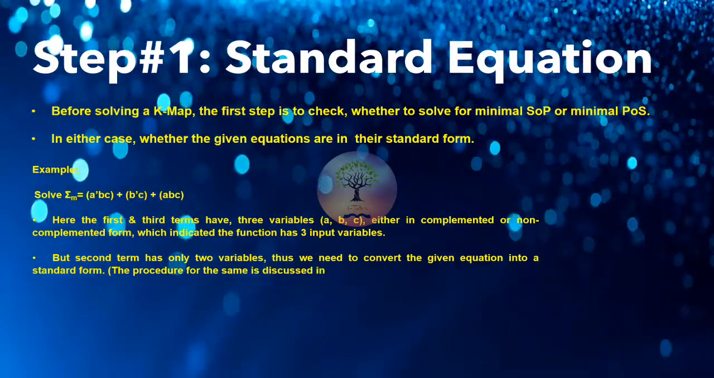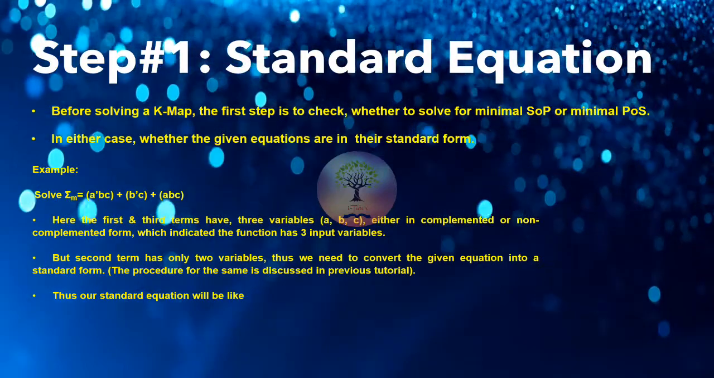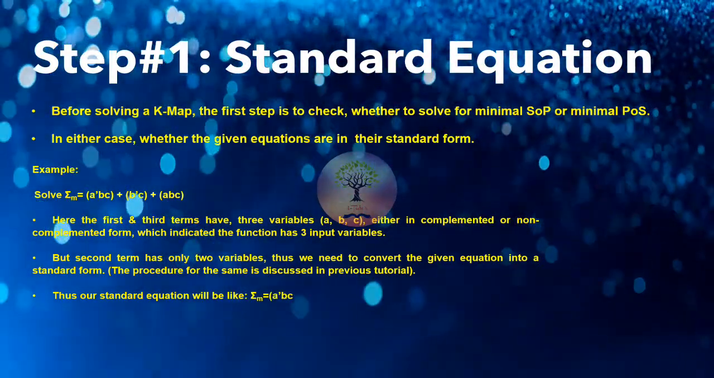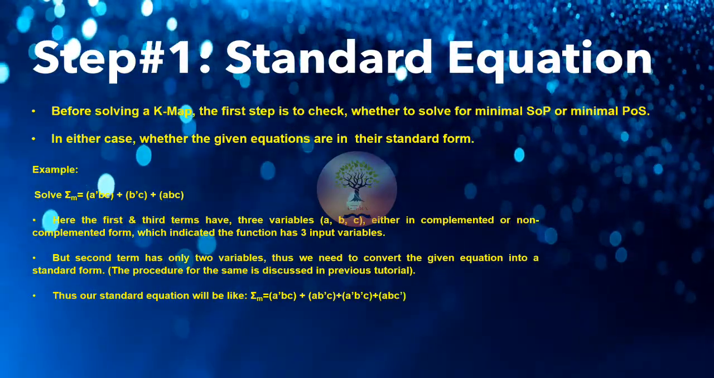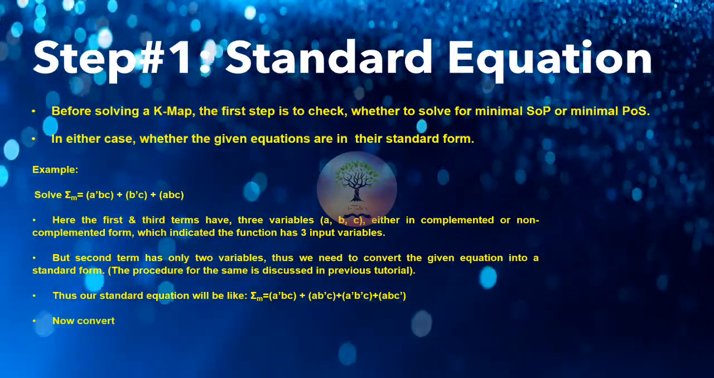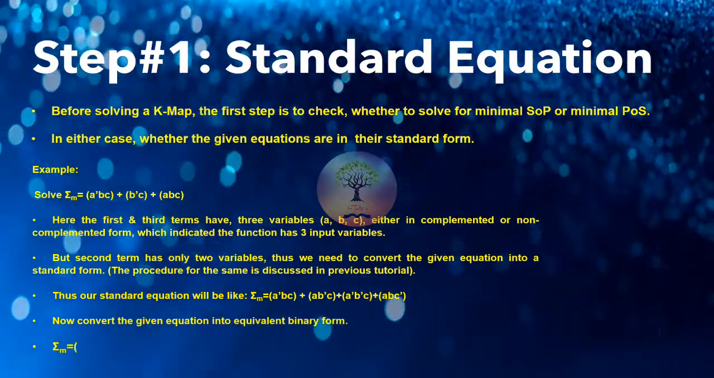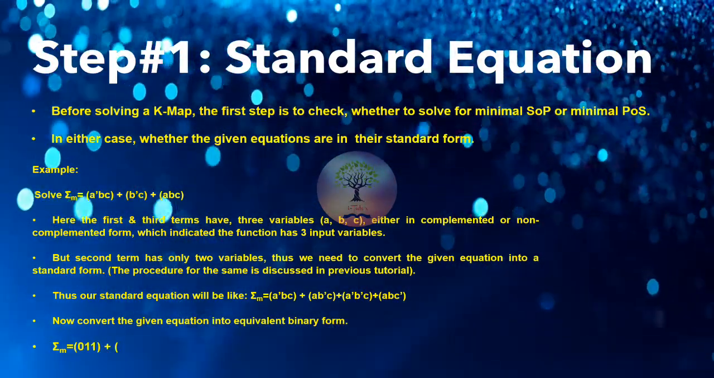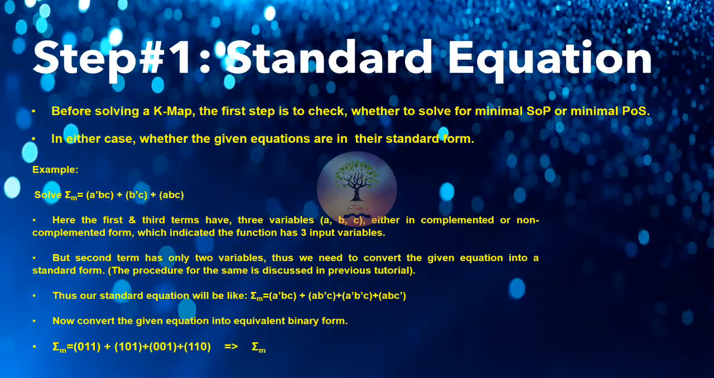Thus our standard equation will be sigma m equals A bar BC plus A B bar C plus A bar B bar C plus A B C bar. Now convert the given equation into equivalent binary form. Sigma m equals 1, 3, 5, 6.